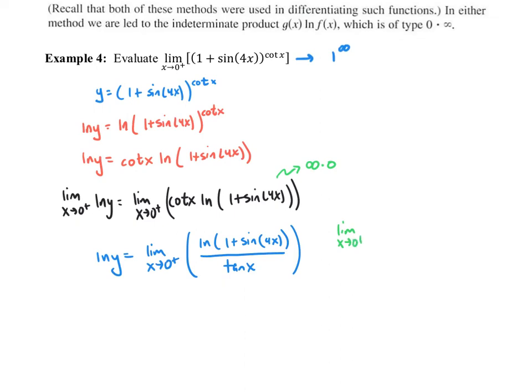Okay, let's double check that we're in a situation where we can apply L'Hopital's rule. So the limit as x goes to 0 of the natural log of 1 plus sine of 4x, we know that's 0. We have the limit as x goes to 0 of tangent of x, and we know that's 0. So we get 0 divided by 0. We're happy. This is a situation where we can apply L'Hopital's rule.